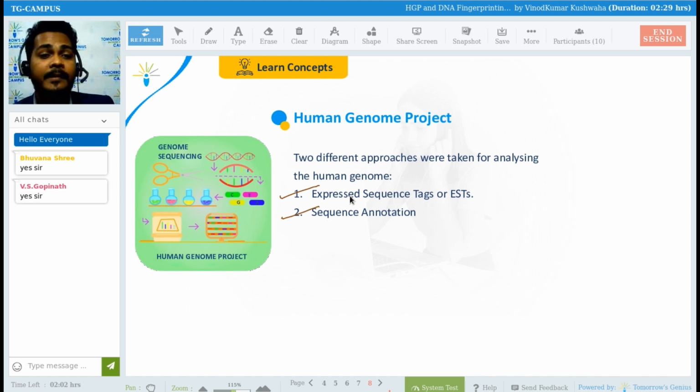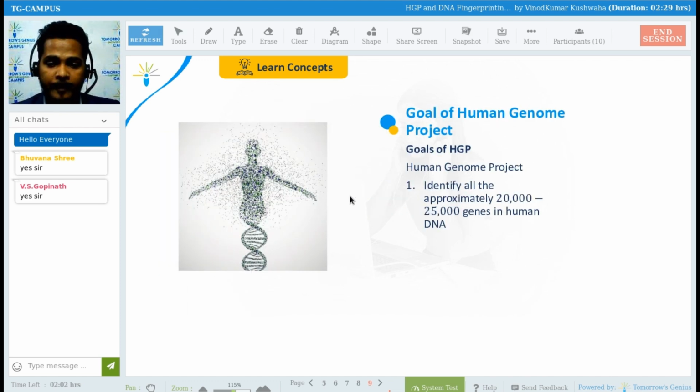Clear? Another one is sequence annotation. It means the whole genome, including both coding as well as non-coding regions, is first sequenced, and later functions are assigned to the different regions. So in the Human Genome Project, sequence annotation was carried out, which involves the following steps. Let's see the steps required for sequence annotation later on.